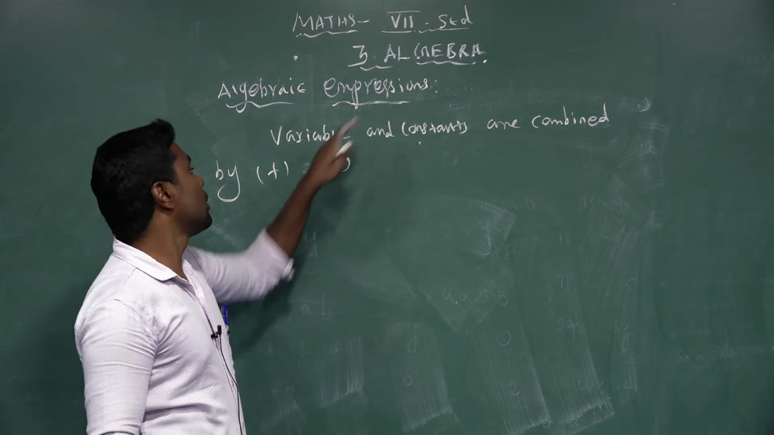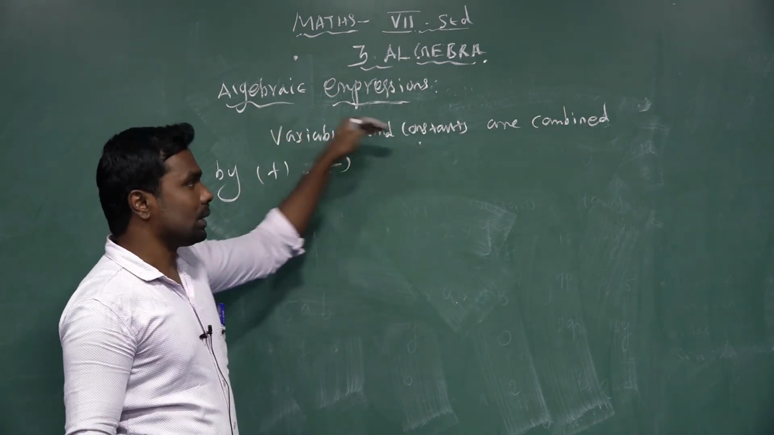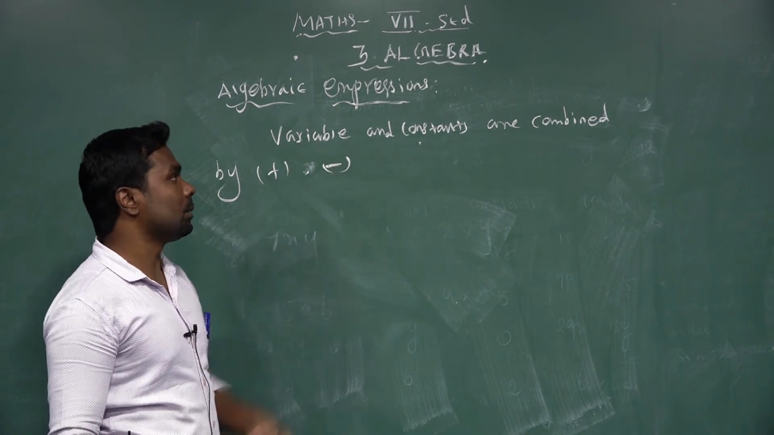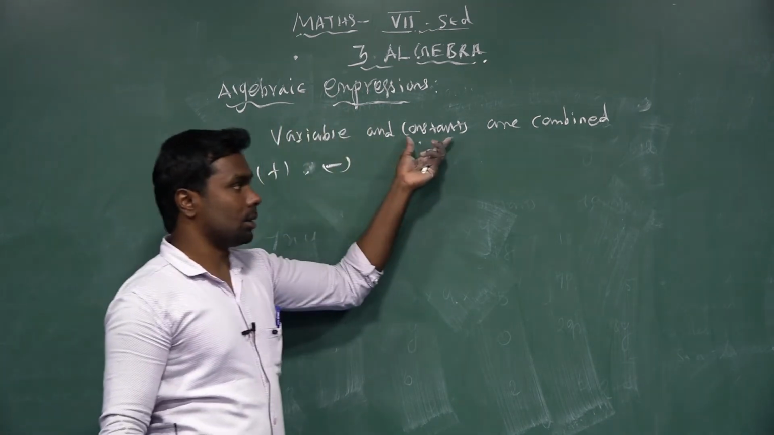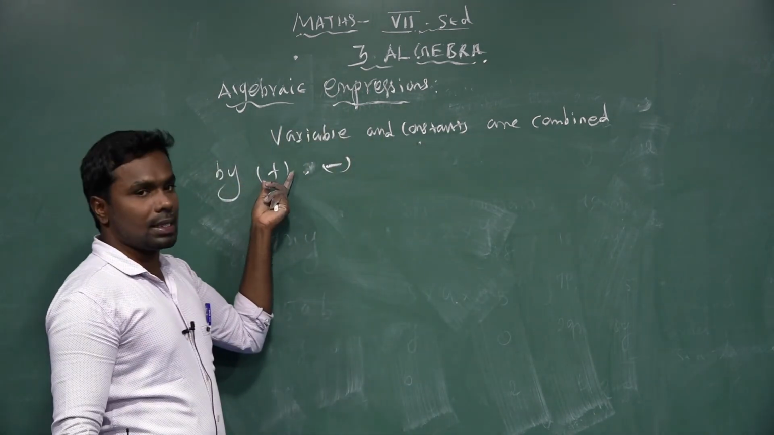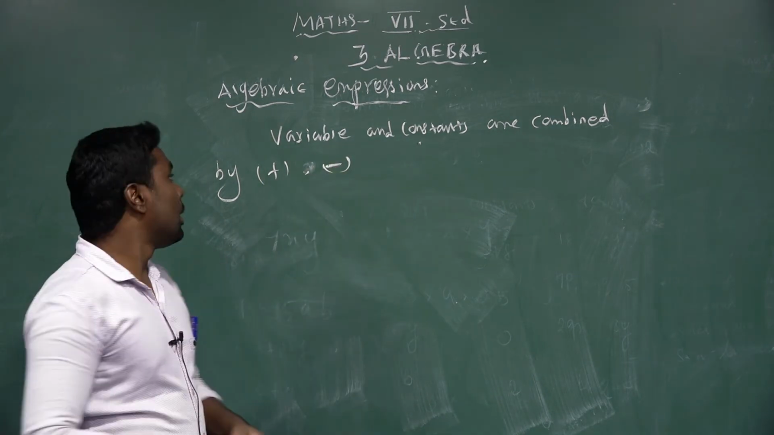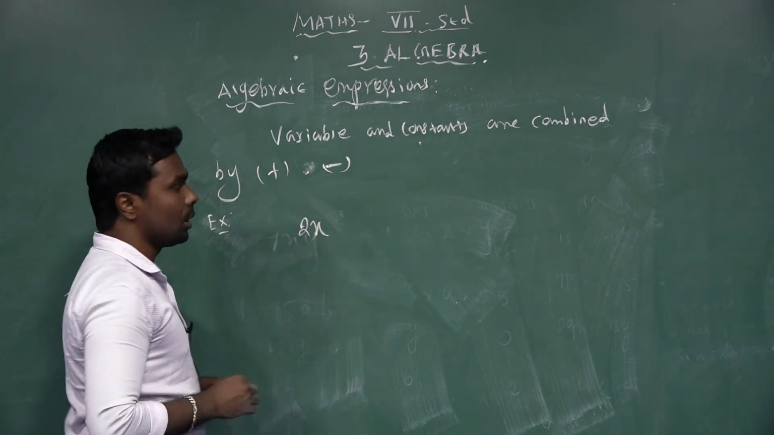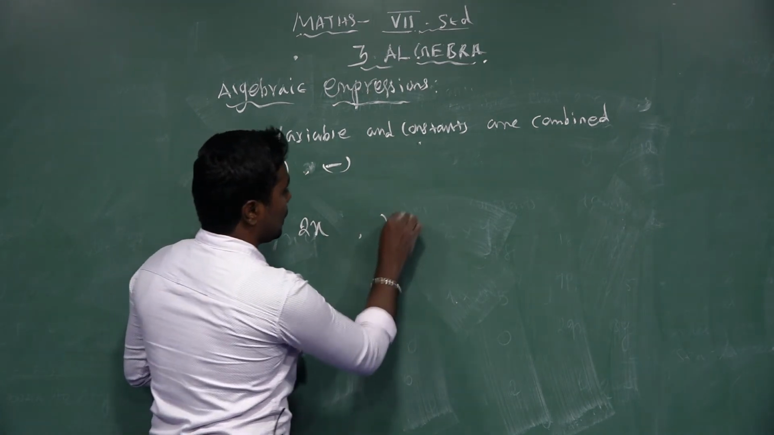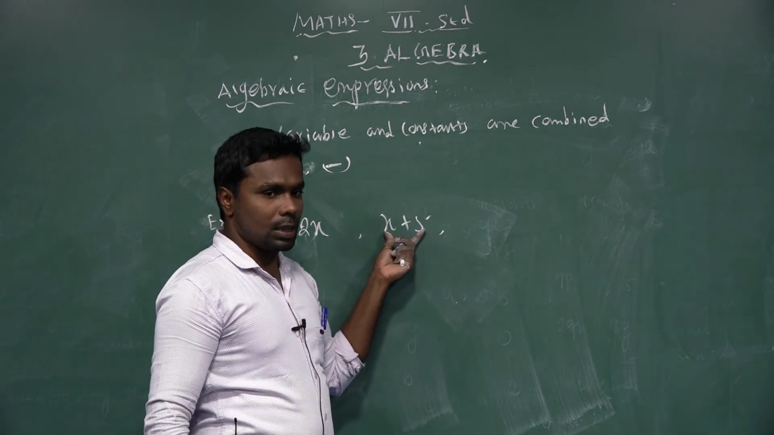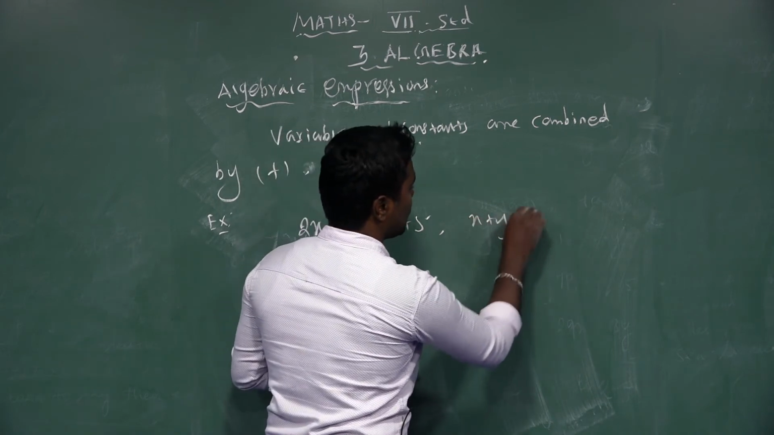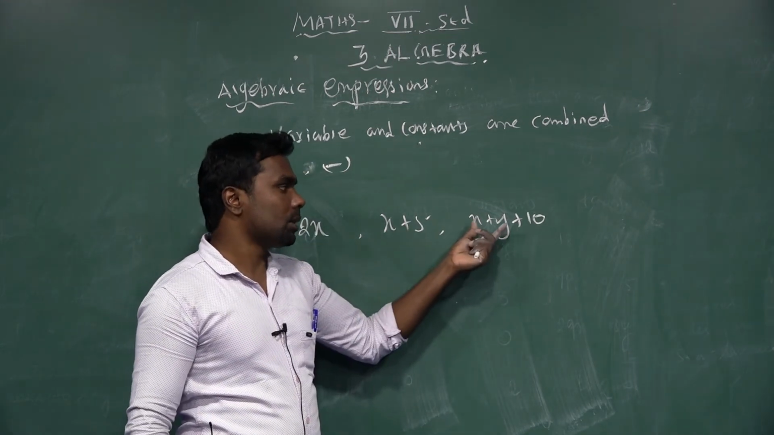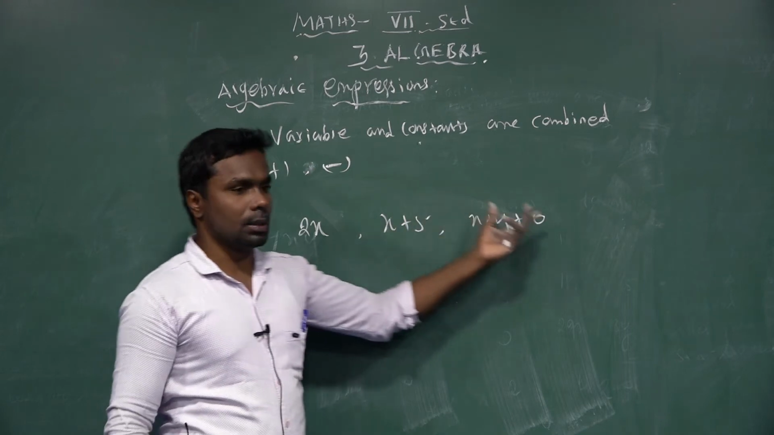The next one, algebraic expressions. So what is an algebraic expression? Variables and constants combined by mathematical operations like addition and subtraction are called algebraic expressions. For example, 2x is an algebraic expression, x plus 5 is another algebraic expression, and x plus y plus 10 is also an algebraic expression. So these are all called algebraic expressions.